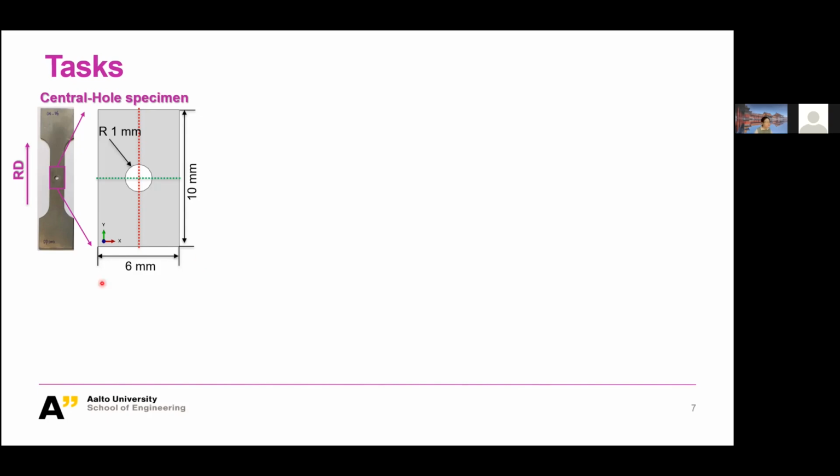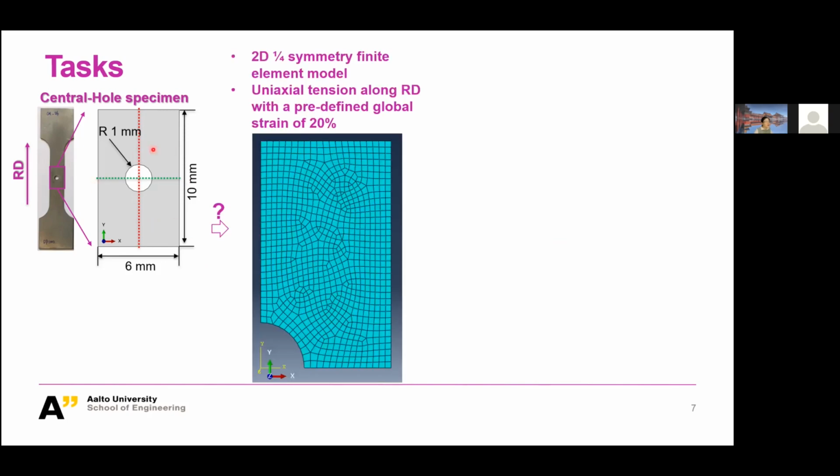example to do it. For example, we focus on this central hole sample, but we will do it in 2D, and we will only focus on the 1/4 symmetry part of it. Based on this initial structure at the critical deformation zone, you will only model this part. It will be shown like this as your FEM model.